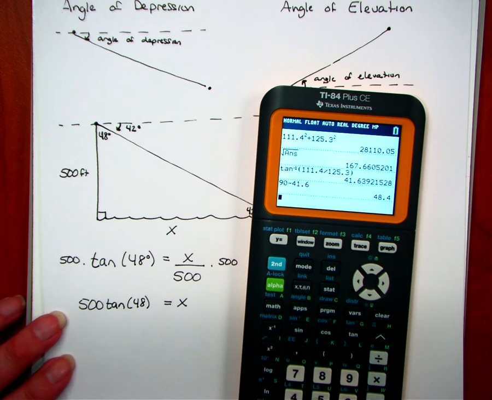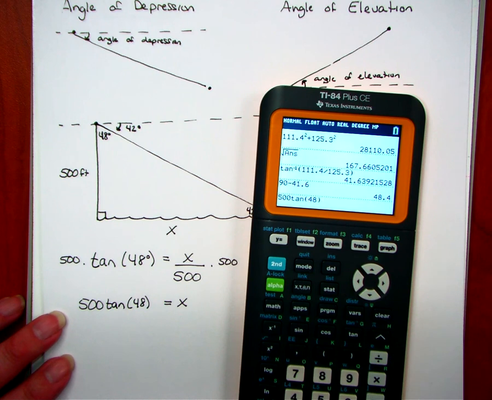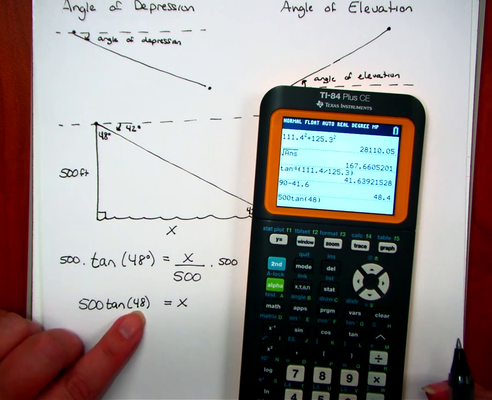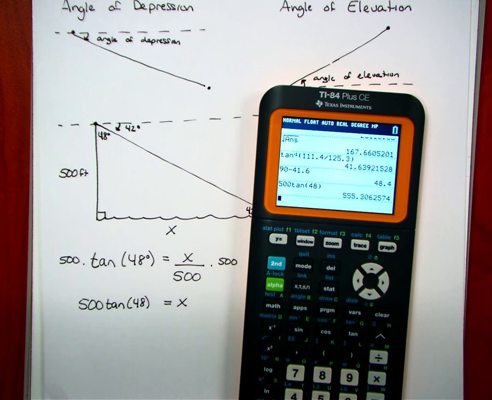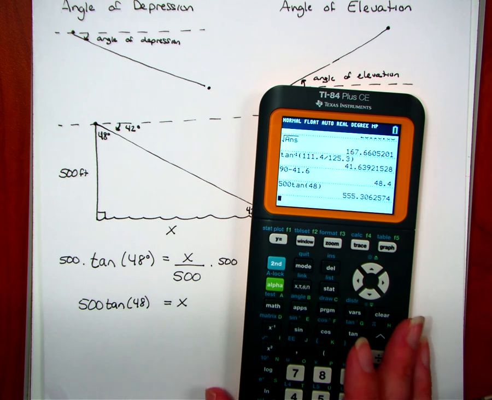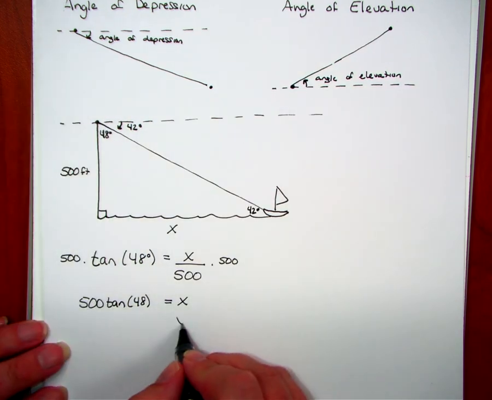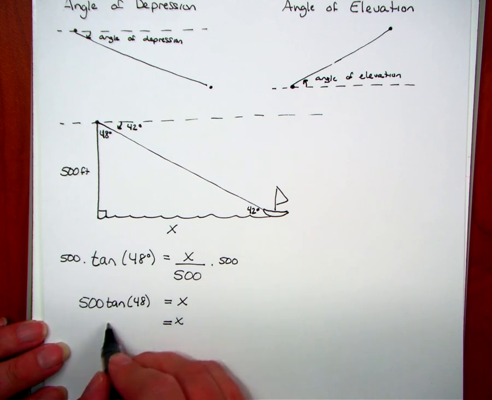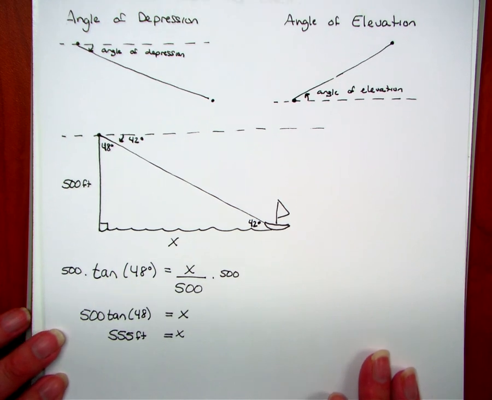So 500 tan of 48. Remember, these are degrees, and so we want to make sure we're in degree mode. All right, so I got 555.306. So how far offshore to the nearest foot? Looks like we're going to be 555 feet from the shore, or from the cliff.